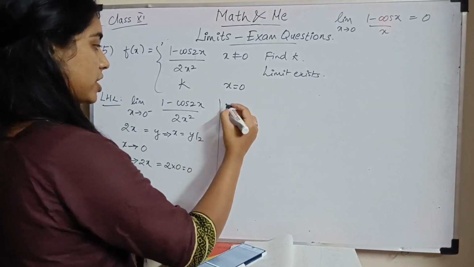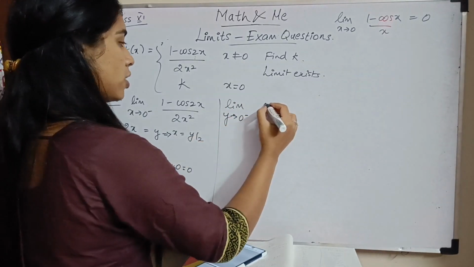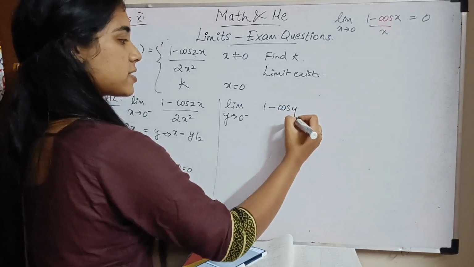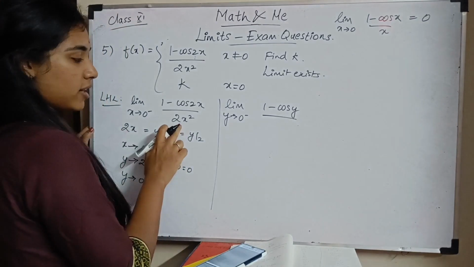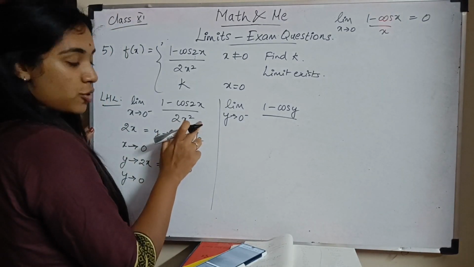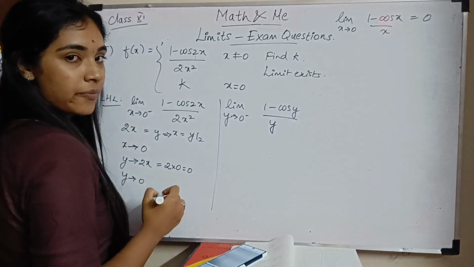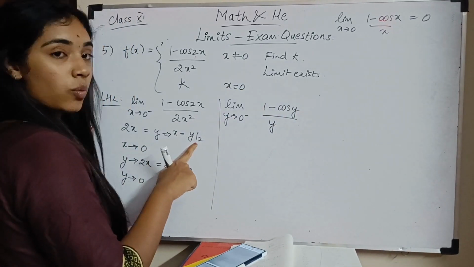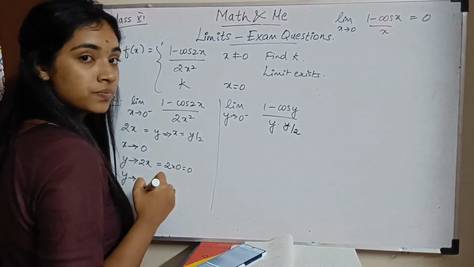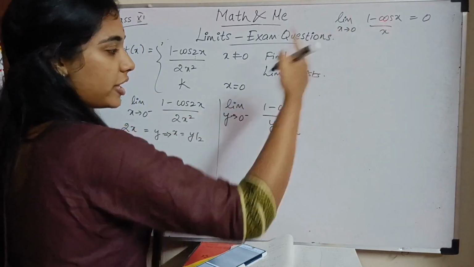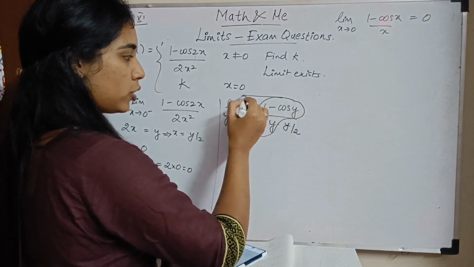So how does your limit change? Limit y tends to 0 of 1 minus cos y. In place of 2x I'm writing y, divided by, what is there in this place? 2x square. So you have 2x into x. So in place of 2x I'm going to write y, and in place of the other x I'm going to write y by 2. So times y divided by 2. Okay? So in this place, according to this formula, 1 minus cos y by y, including the limit.